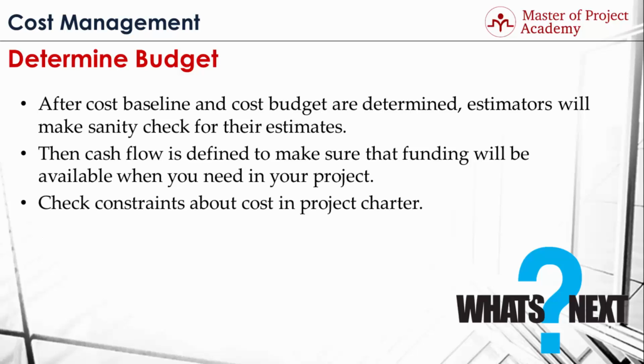Check constraints about the cost in the project charter. If you remember from our previous lectures, constraints of a project were listed in the project charter. For instance, if the sponsor can spare only $1 million for this project, this is a budget constraint and needs to be checked after you determine the budget of your project.